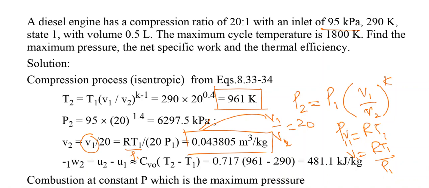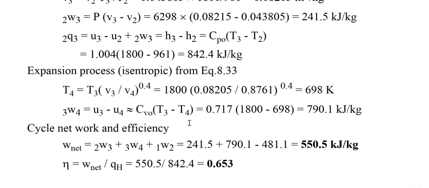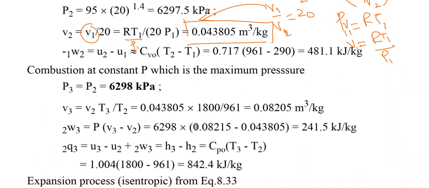The work done in a constant pressure process is equal to, sorry, not the constant pressure process, but the adiabatic process from state 1 to 2 would be equal to U2 minus U1, as there is no heat transfer from the first law of thermodynamics. Heat transfer would be equal to 0 for the isentropic compression or the adiabatic compression.